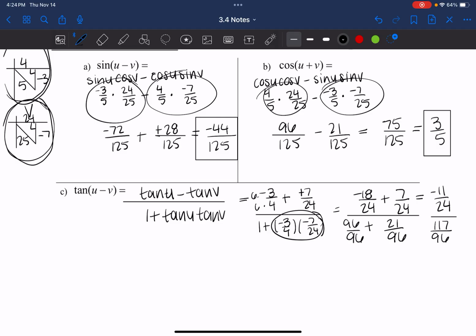And now I have a fraction within a fraction, so I keep, change, flip. So I keep my negative 11 over 24, change to multiplication, and flip that over to have 96 over 117. When I multiply these, I get negative 1,056 over 2,808, which will simplify down to negative 44 over 117.